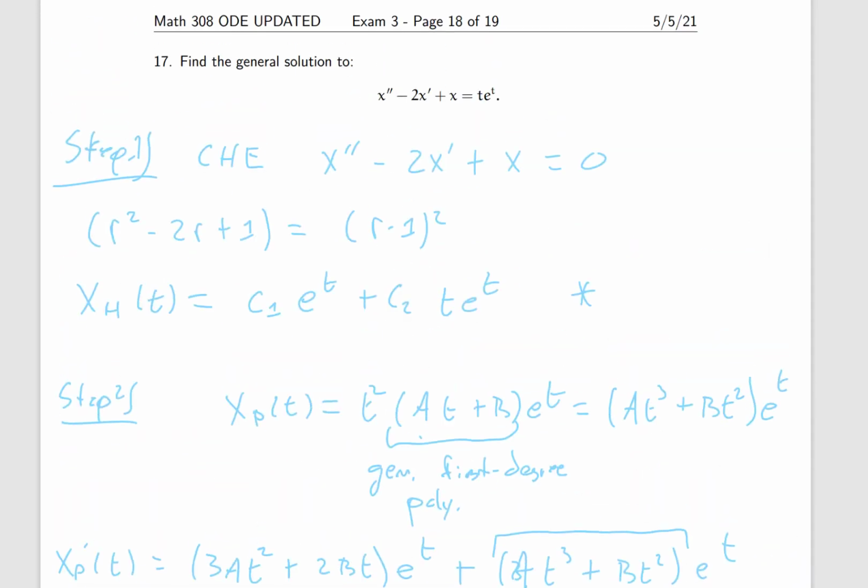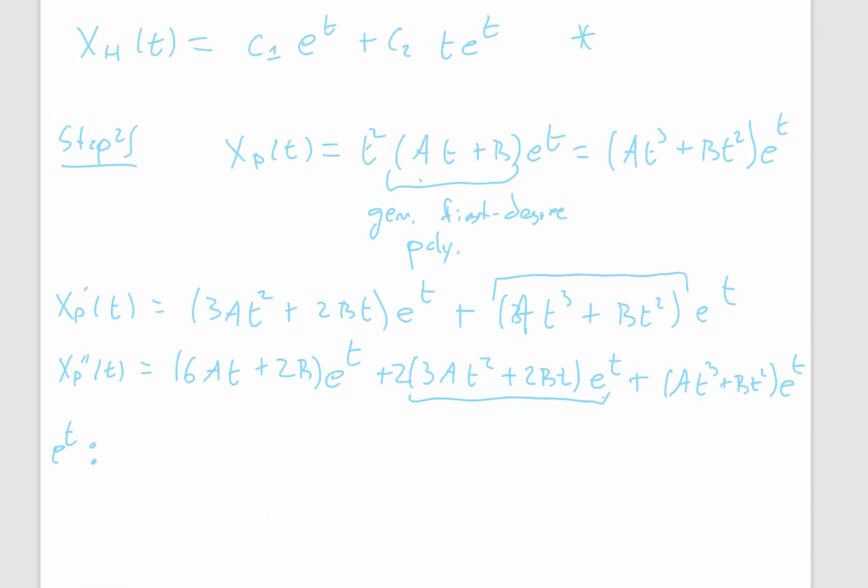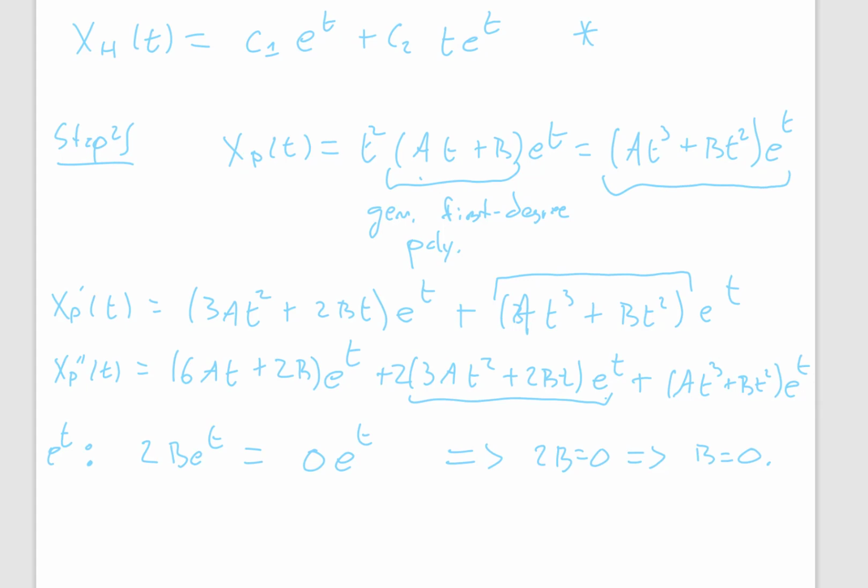If I plug this into the differential equation, I would have 2b e to the t, plus other stuff as well. But just looking at the e to the t terms, this has to be equal to 0 times e to the t on the right-hand side, because the corresponding coefficients have to be equal. This tells me that 2b is equal to 0, and so b is equal to 0.